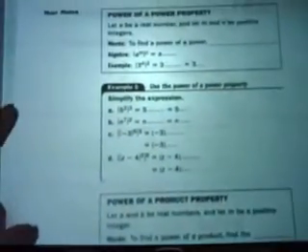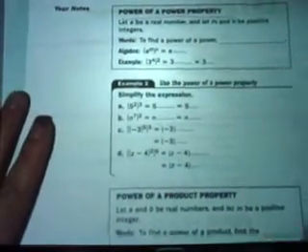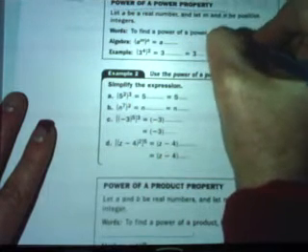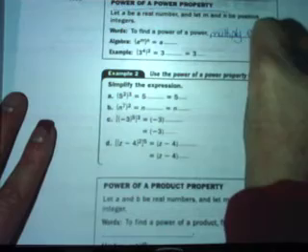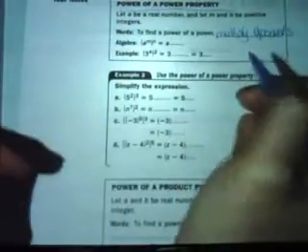Alright, power of a power. Second property, power of a power property. To find a power of a power, you're going to multiply exponents. Okay, well, what does a power to a power look like?